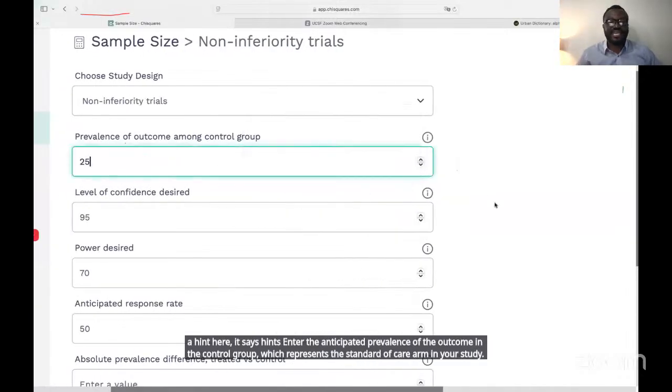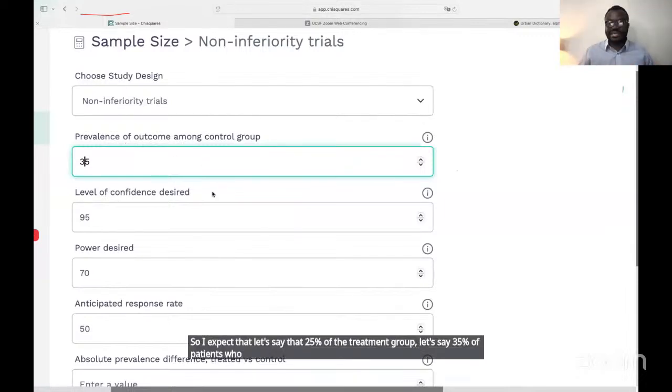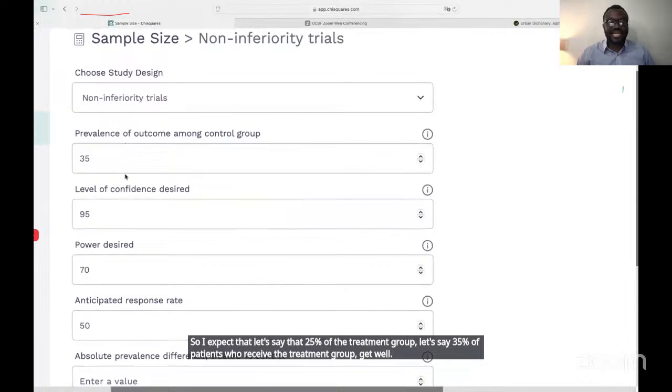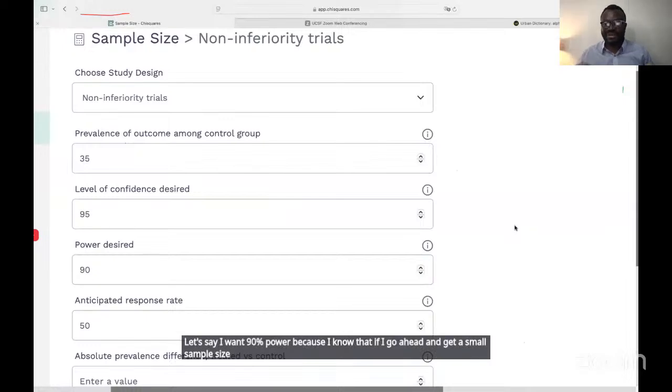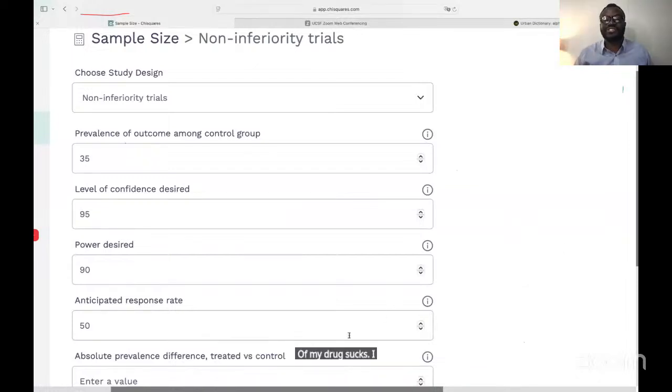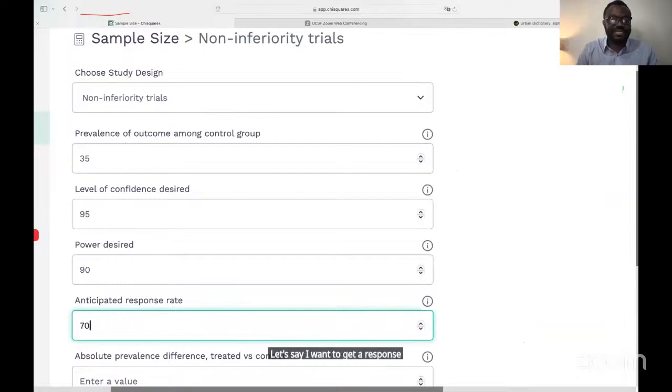So I expect that, let's say, 35% of patients who receive the treatment get well. Now, the level of confidence is 95. My power could be whatever I set it to be. Let's say I want 90% power, because I know that if I go ahead and get a small sample size, I will get punished because my study would show no difference and I'll defer to the null, which says my study sucks or my drug sucks. I don't want that, right? I want to make sure. So I'm certainly very incentivized to make sure that this study is done in a very good way. Let's say I want to get a response rate of 70%.